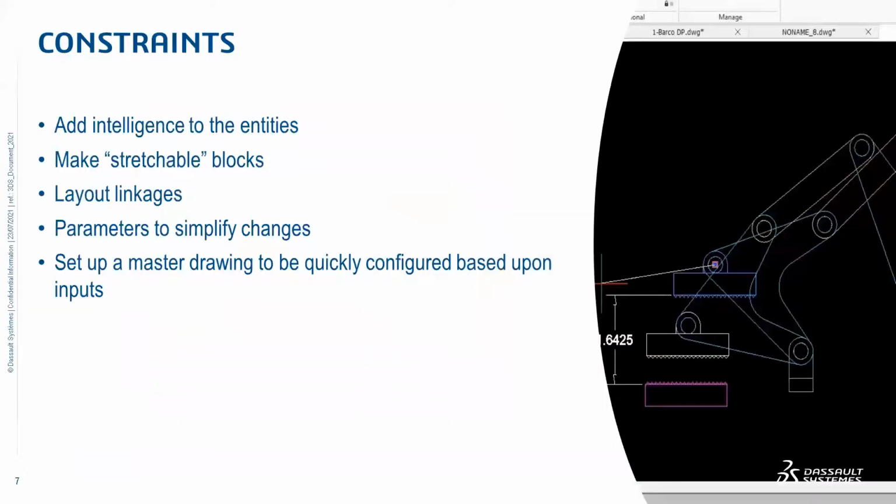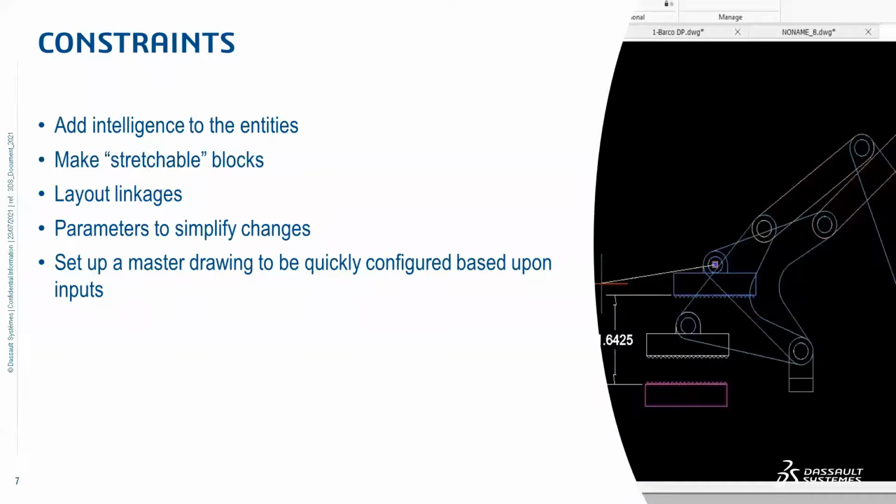The next big ticket item is going to be constraints. Constraints allows you to add a whole bunch of intelligence to your dumb lines and circles, etc. It's used quite a bit for linkages. It's used quite a bit when you have almost like a template drawing where you need to change a couple dimensions and have the geometry update. We have customers that use those parameters to quickly generate hundreds of different size drawings very, very rapidly just by changing a couple of values.